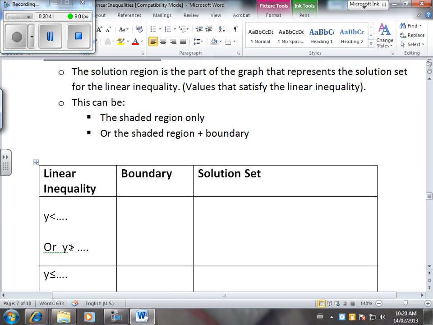So the solution set can be just the shaded region, okay, and that's when we have signs like that. And the line would be dashed. And anyone remember what we call this inequality? These are strict inequalities. Okay? Or it can be the shaded region and the boundary. So if you see a sign like this and you see a solid line.